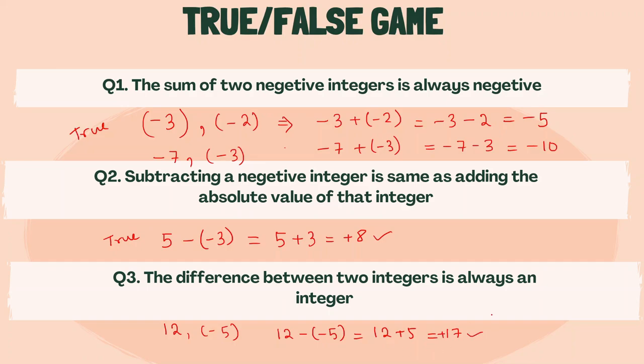So you can take any integer like 3 and minus 3. Here you subtract minus 3 from 3. So what will be the answer? 3 plus 3 equal to 6. So you are always getting an integer value. So this is also true. So we are lucky. Every statement here is true.